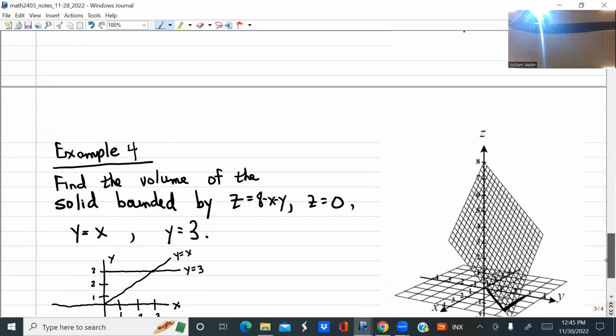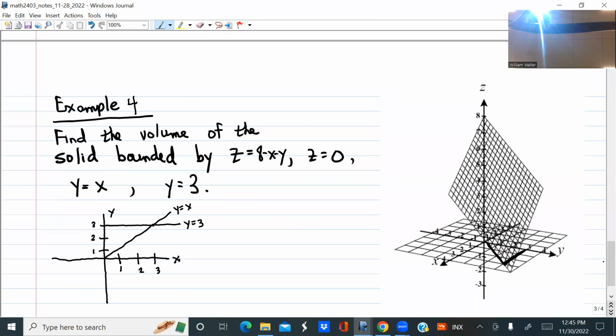Let's try another one. So we want beneath this plane, the plane z equals 8 minus x minus y. Beneath this plane, it's hard to imagine what that volume looks like. Beneath this plane down to this region in the xy plane, this little triangular region in the xy plane. That's bounded by this line, which is y equals x, and then above, stop at y equals 3.